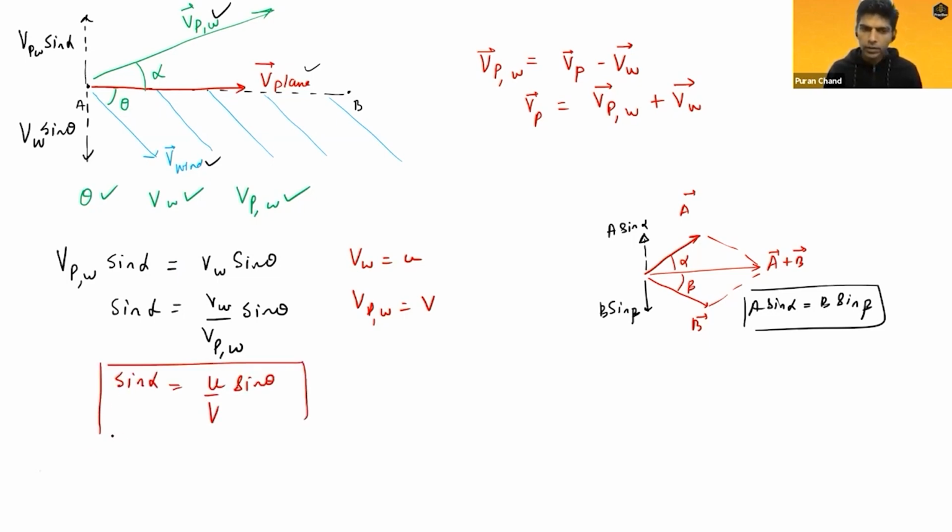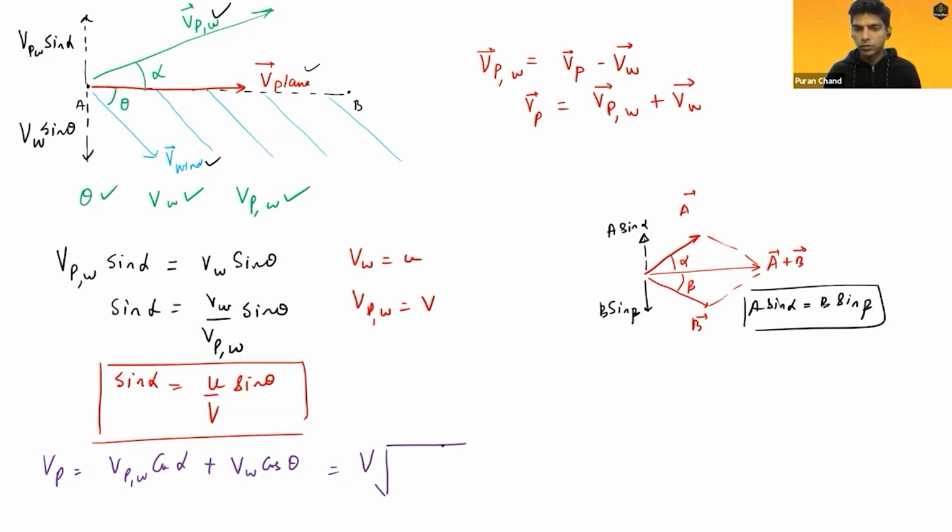Now we know this. Can we now find the velocity of plane? Yes. The velocity of plane will be the sum of their components in that direction, so VPW cos alpha plus VW cos theta. This is V, and cos alpha will be the square root of 1 minus U square upon V square sin square theta, plus U cos theta. Clear? So from here we get VP.